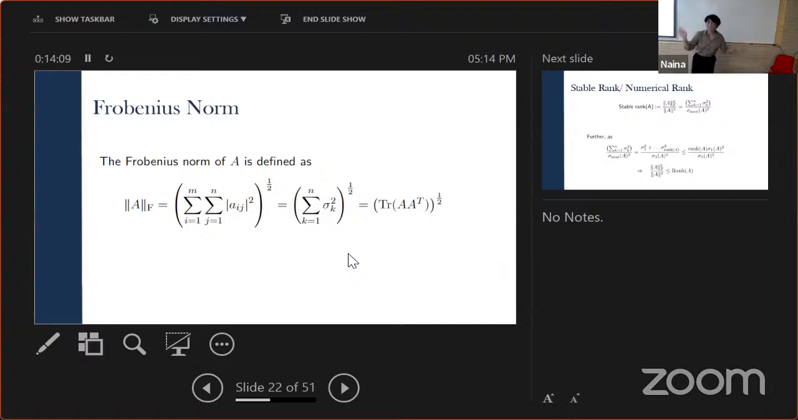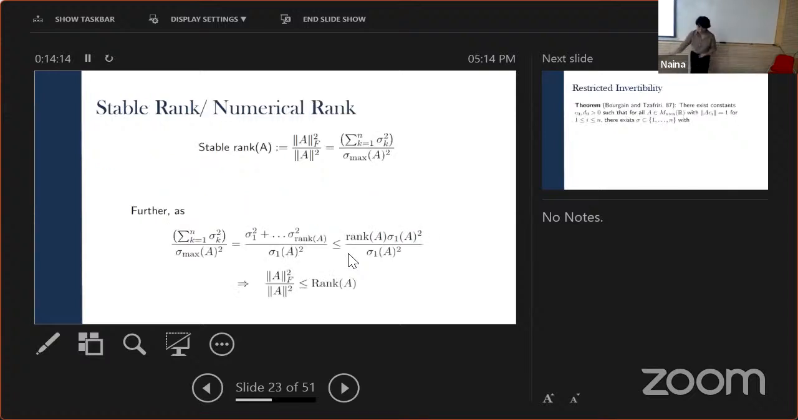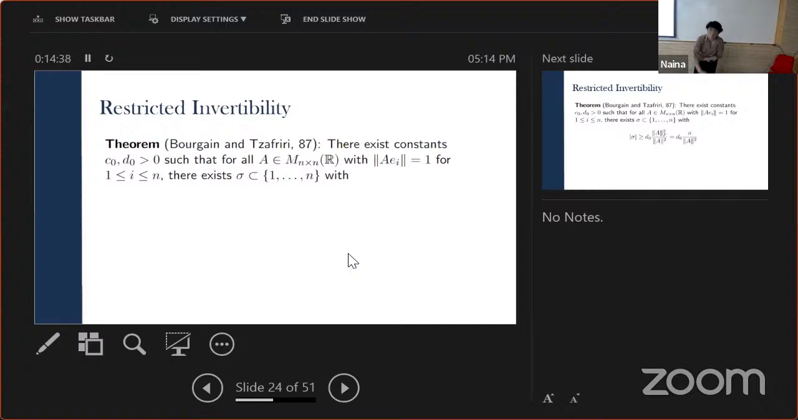Okay, so now we have all we need to define this notion called the numerical rank or the stable rank. Essentially, the stable rank is defined to be this fraction, the Frobenius norm squared over the operator norm squared. In terms of singular values, you can do the math and realize that the value the stable rank takes is always going to be less than or equal to the rank of the matrix. And so now we have all we need to define invertibility in the better notion that we have.